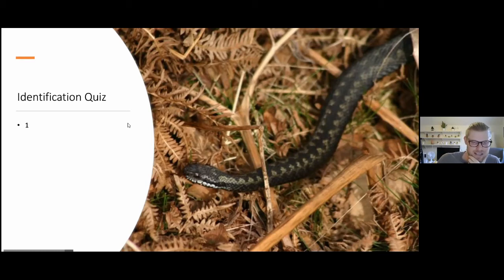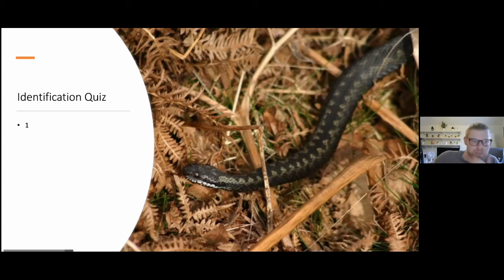Okie doke, I'm going to end that there. Excellent. 96% of people got this as an adder, which is the correct answer. So we can see the zigzag pattern. Okay, zigzag pattern. Just about see that very dark red iris on this one. Vertical pupil is a little bit obscured, but it's that zigzag pattern that gives it away as the adder.